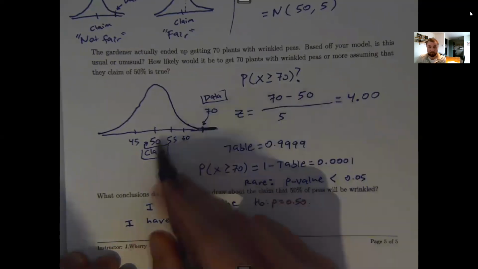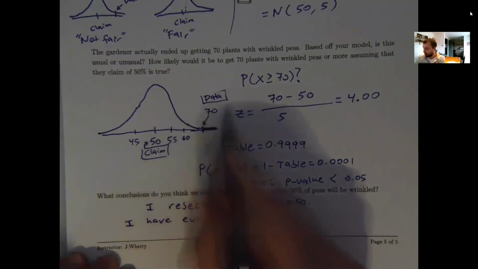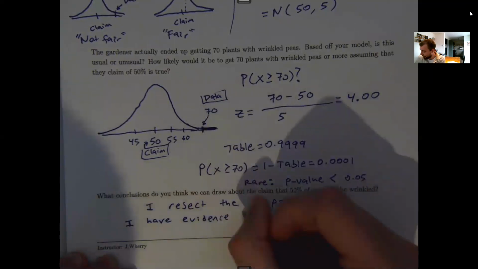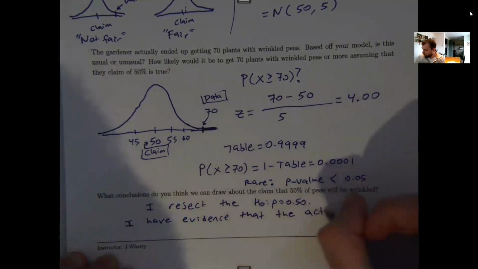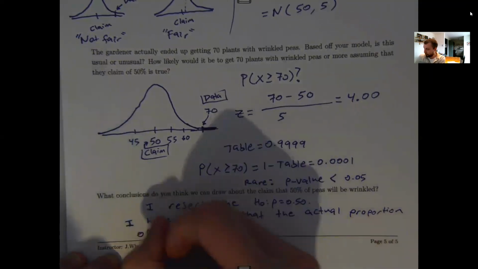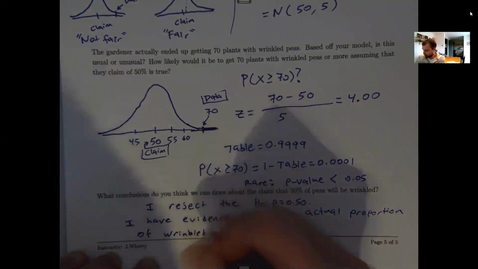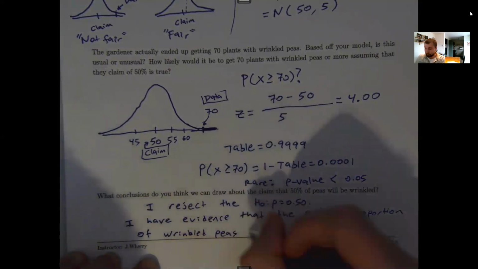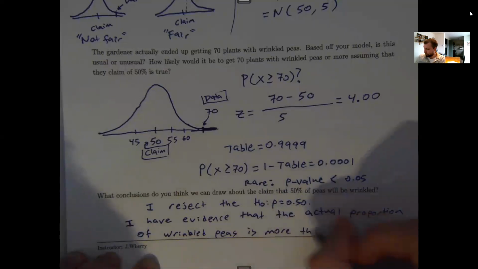I don't believe their claim anymore. I'm believing my data. So I think it's not 50%. I think it's higher than 50%. I have evidence that the actual proportion of wrinkled peas is more than 50%.